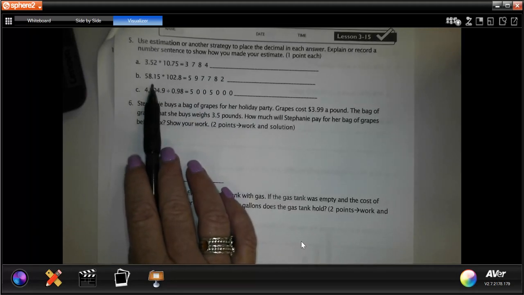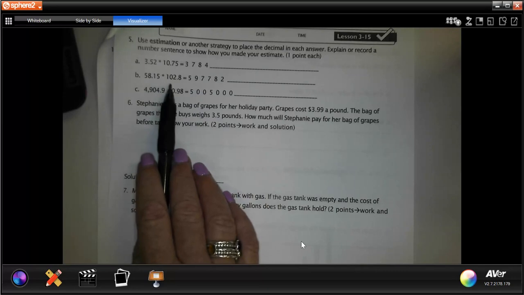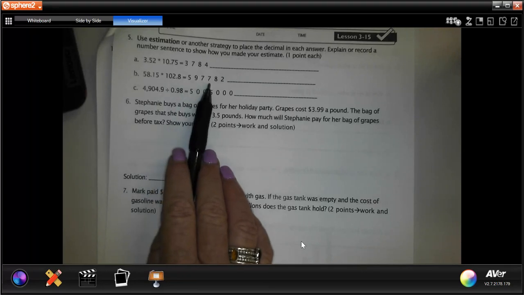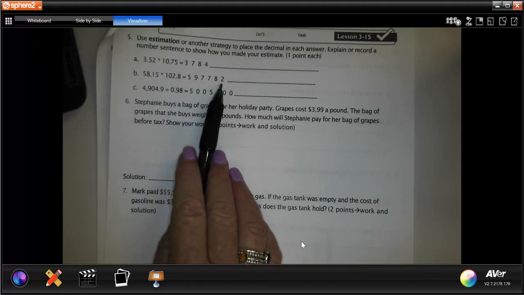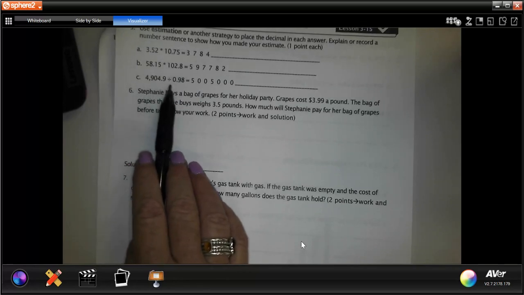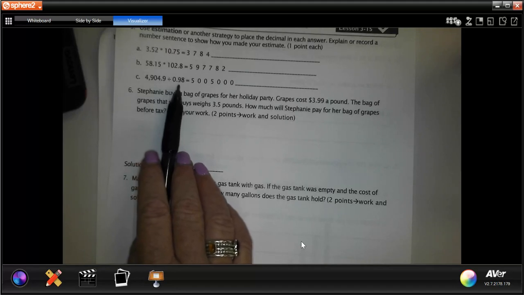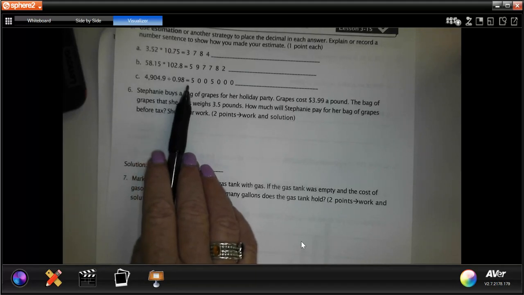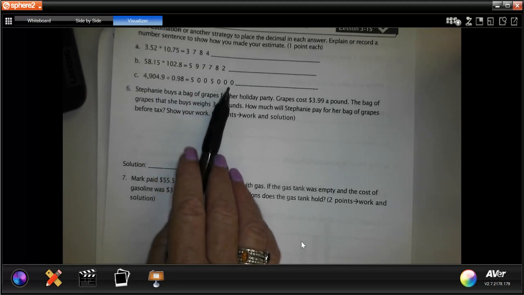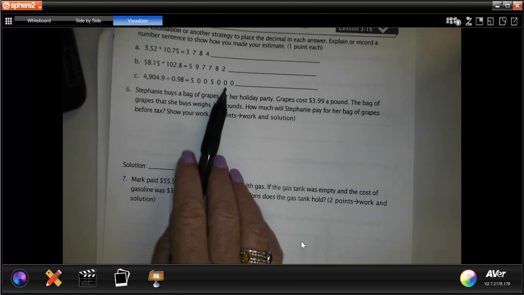B is 58.15 times 102.8. The digits are 59778 2. And C is 4,904.9 divided by 0.98. The digits would be equal to 5000. When you're finished with this problem, you can unpause your video. Go ahead and pause now.